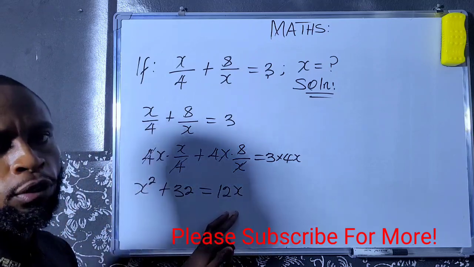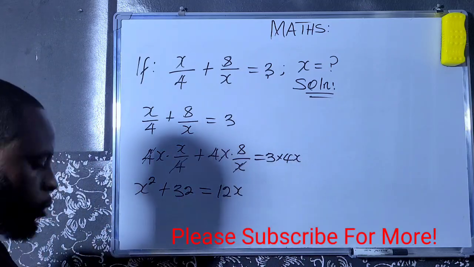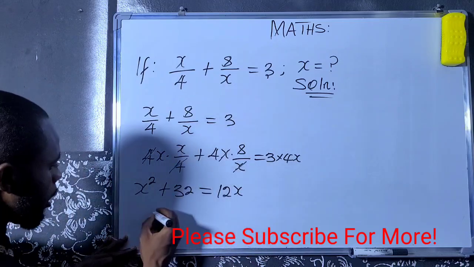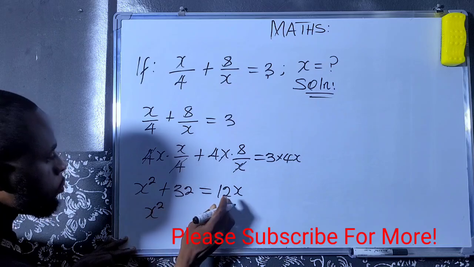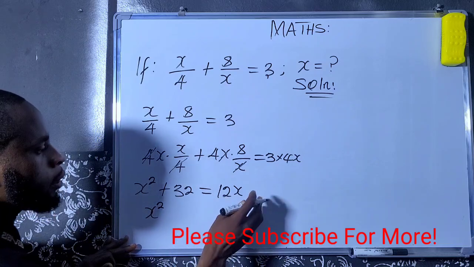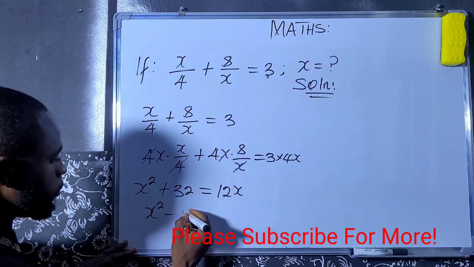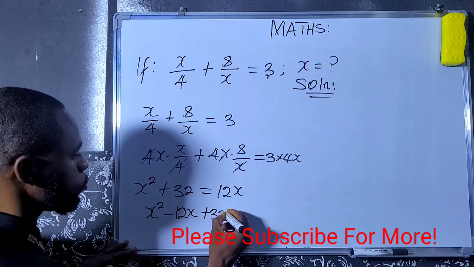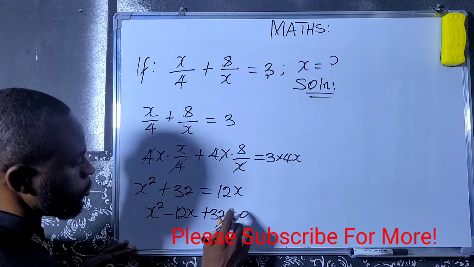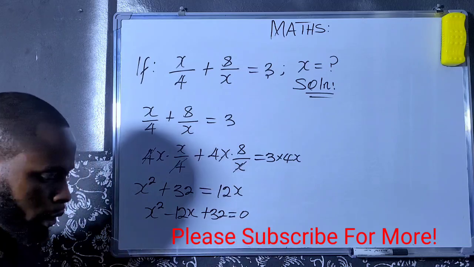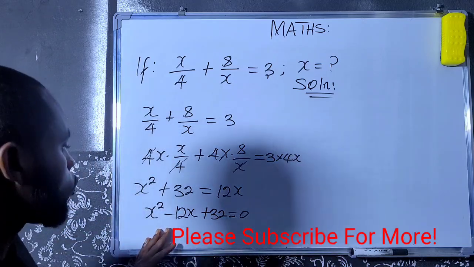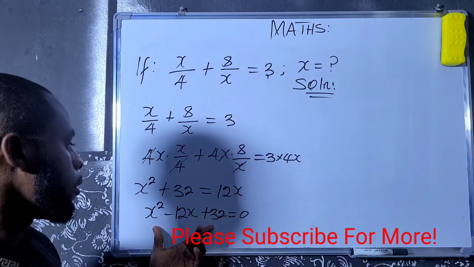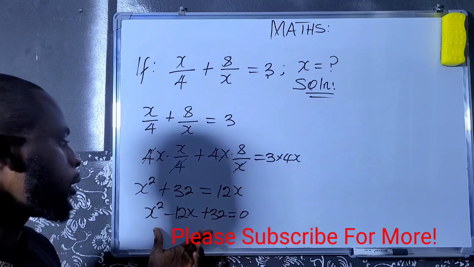This is a quadratic equation. When it is such, we need to arrange it in the normal form. Then we have x squared. If you move plus 12x from the right hand side to the left hand side, it becomes minus 12x plus 32 equals 0. Here, you are going to use the factorization method to solve this. Then I'm going to apply the shortcut method here.